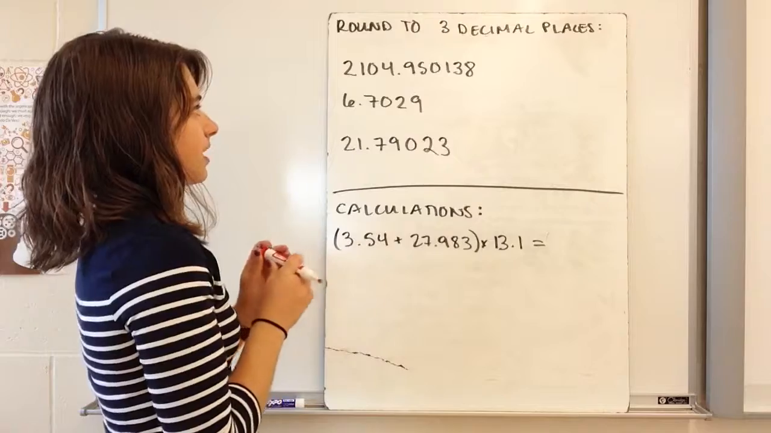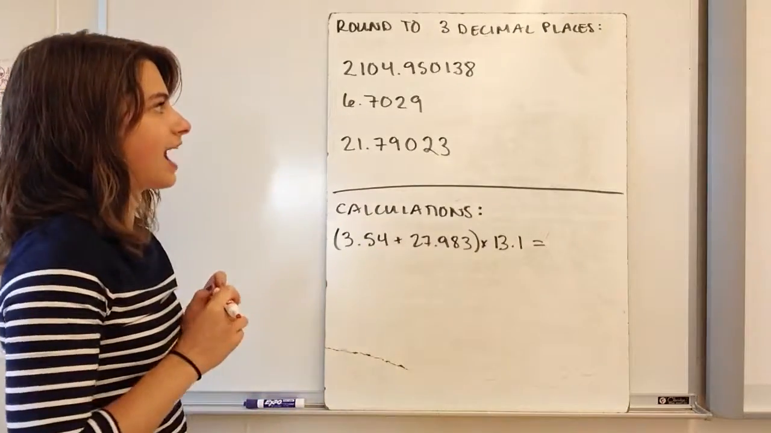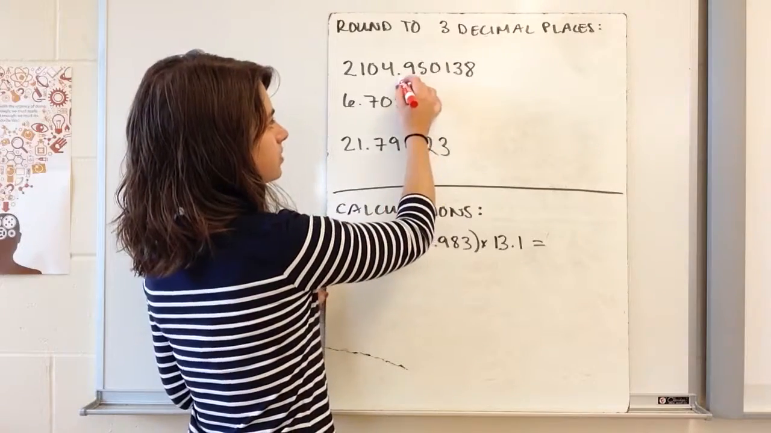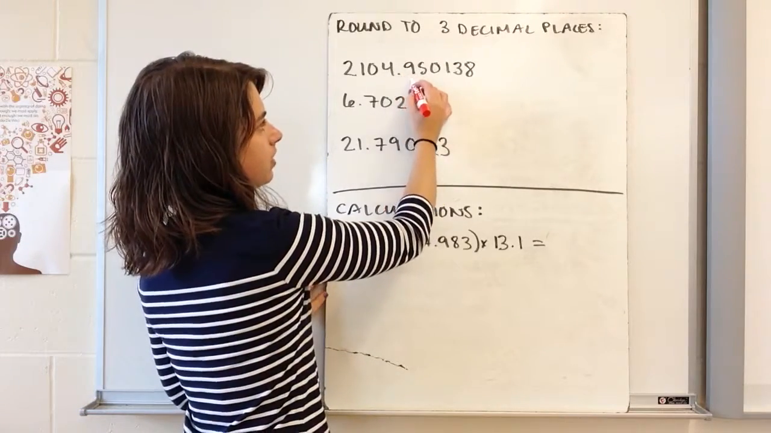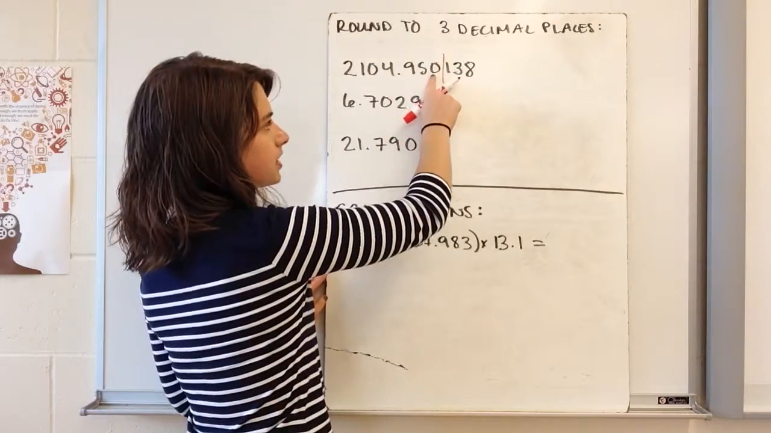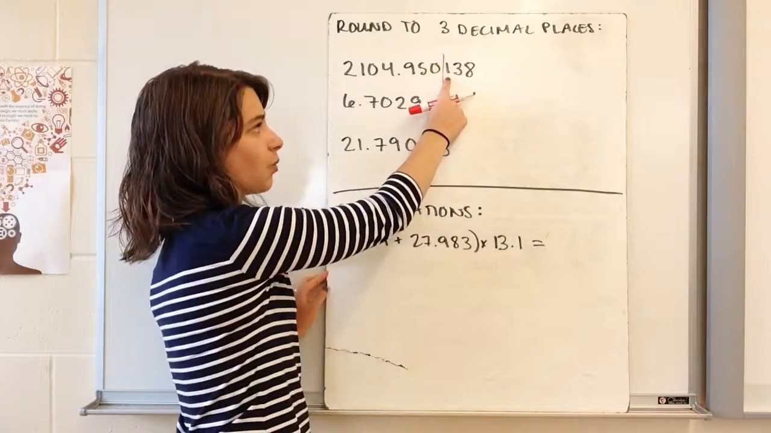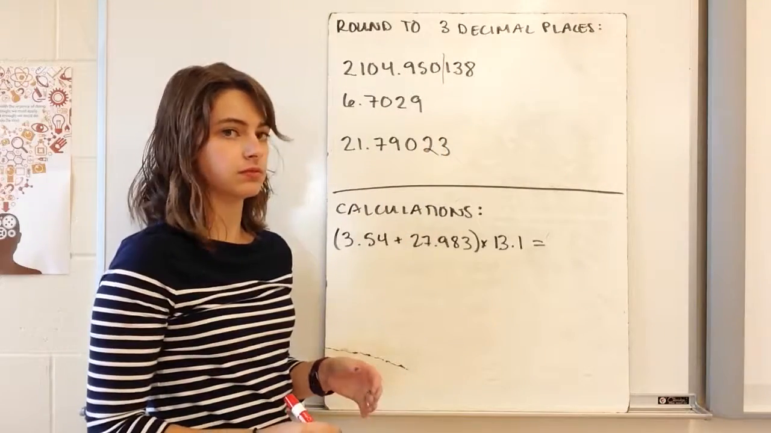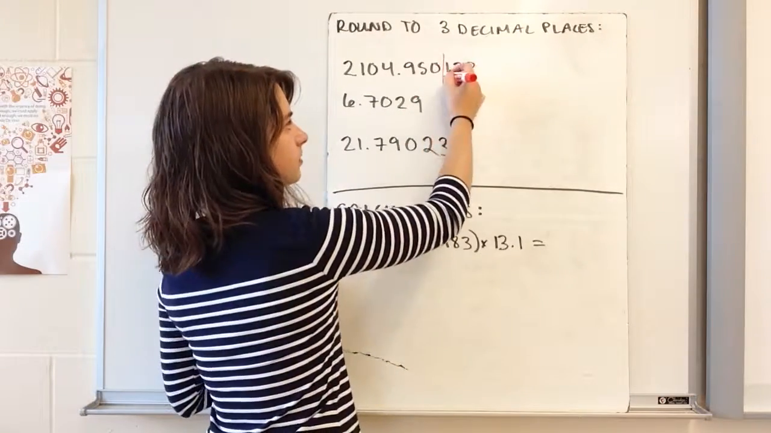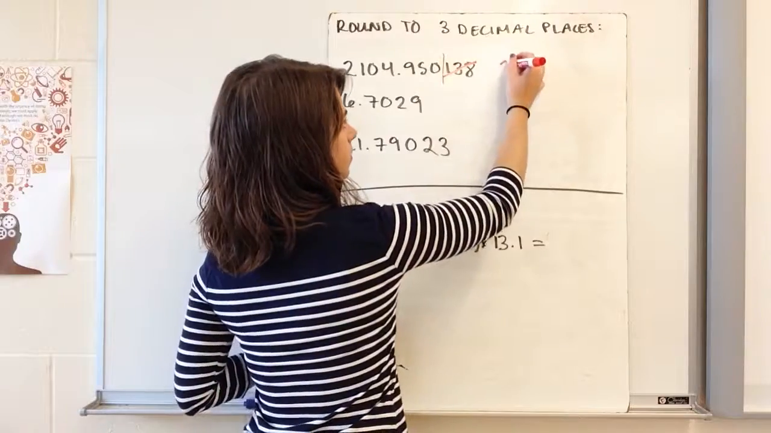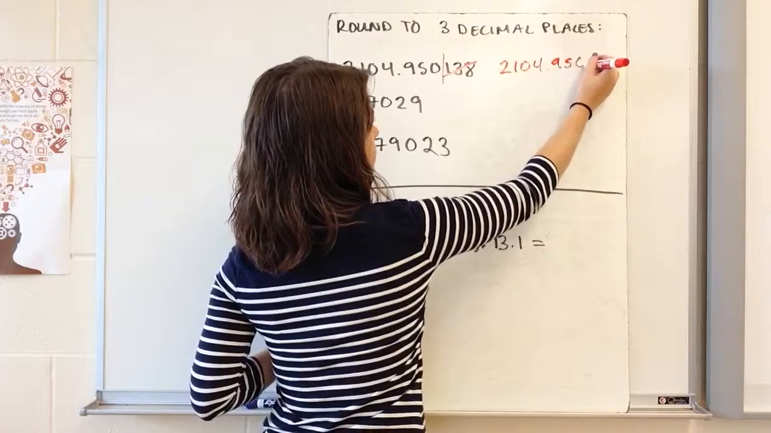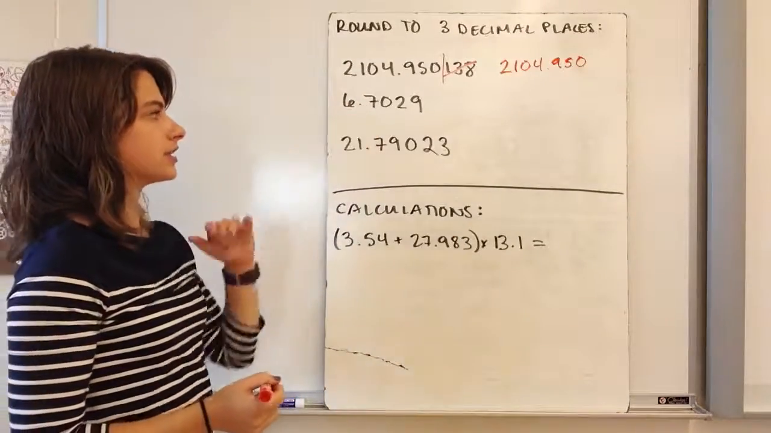For my first number, I have 2,104.950138. I want to round to 3 decimal places. So there's my decimal. I'm going to count over 3: 1, 2, 3. That's my cutoff. I'm going to look 1 place to the right. 1 place to the right is a 1. Is 1 5? No. Is 1 bigger than 5? No. Which means that this number is going to stay the same. So all of that falls off, and it's 2,104.950.